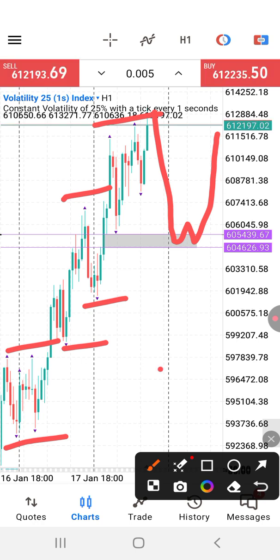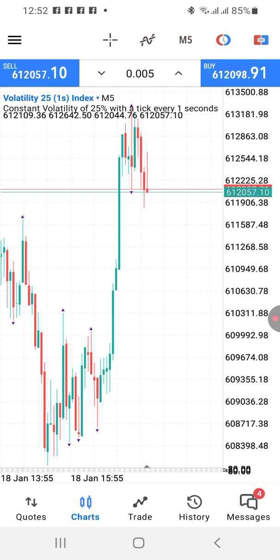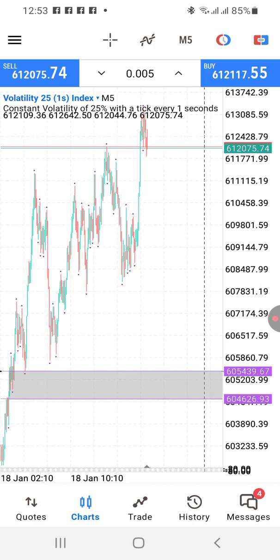So how do we enter? Now we will go on the lower time frame. This is the H1, so we go on the 5-minute time frame.